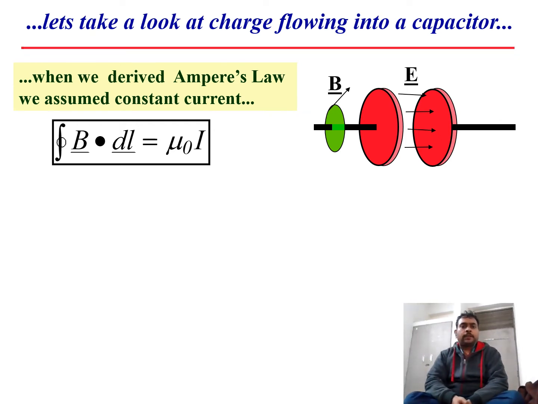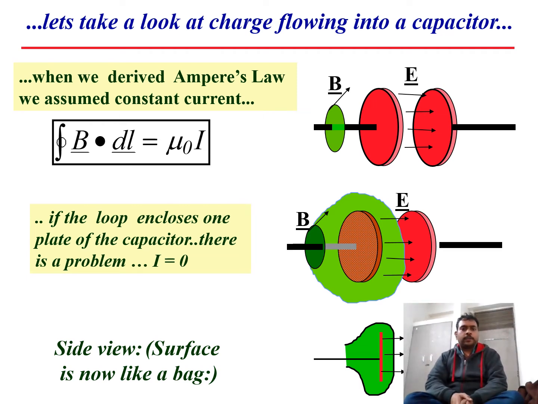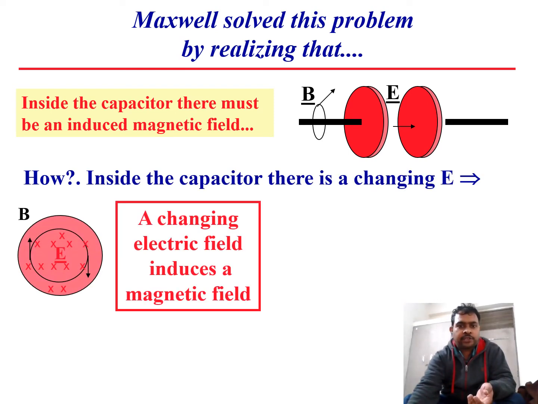When we derive Ampere's circuital law, we assume that the current is constant. But what happens when the current is not constant? Suppose the current varies. If the loop encloses one plate of the capacitor, then I, the current, will become 0. But the current is not 0 as the current is varying. As the electric field is varying inside the capacitor, there will be an induced magnetic field, because a changing electric field will induce a magnetic field.